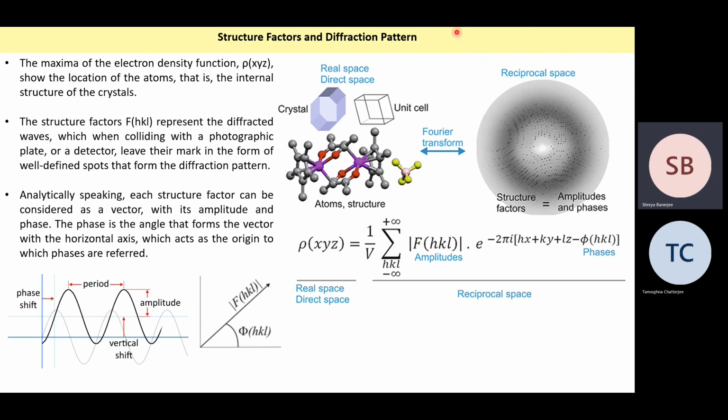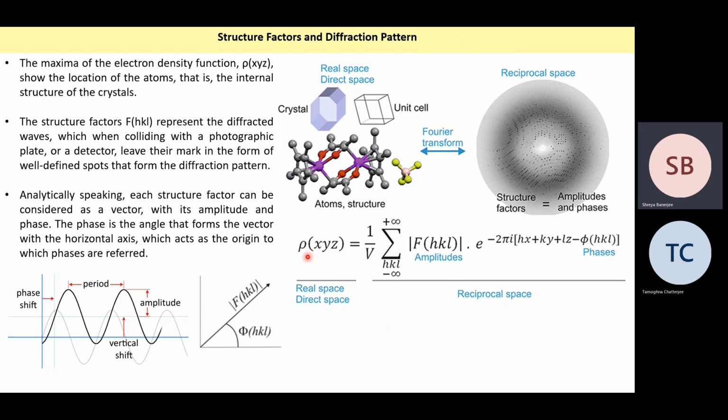So now that you have learned about the diffraction pattern, you have to learn about something called the structure factor. What the diffraction pattern gives you is basically the maxima of the electron density function rho xyz. So the diffraction pattern gives you an idea of the electron density, and the electron density will give you the idea of the location of the atoms, that is, the internal structure of the crystal.